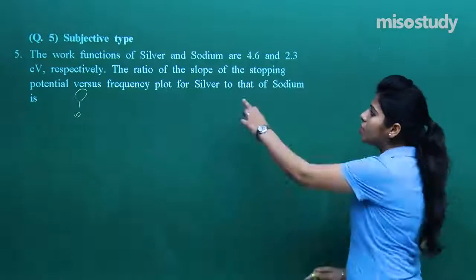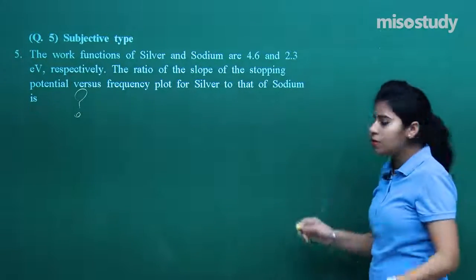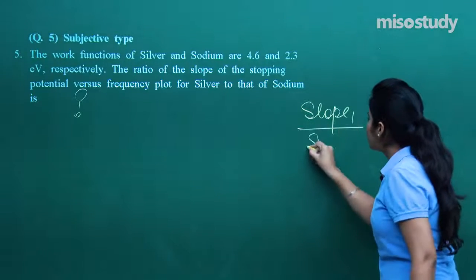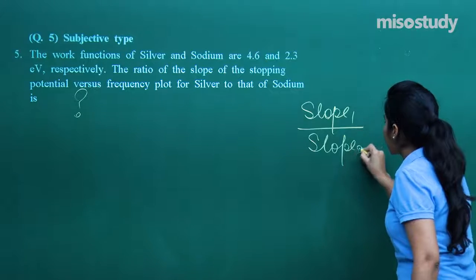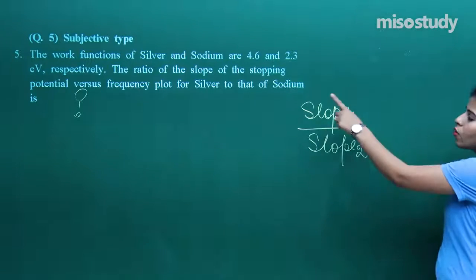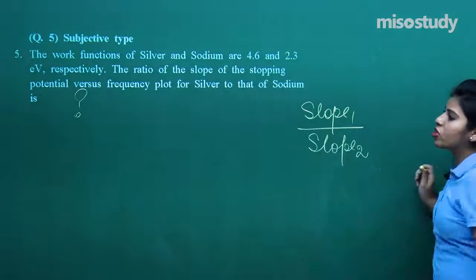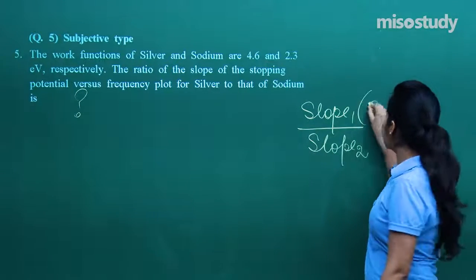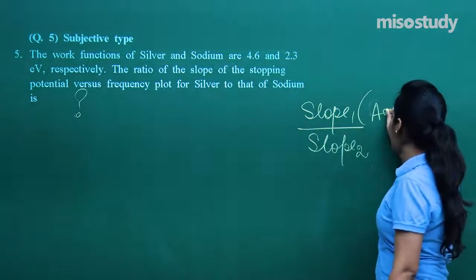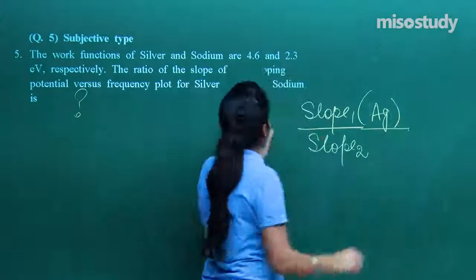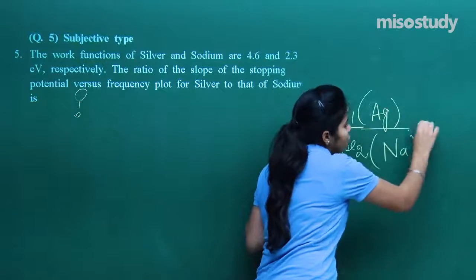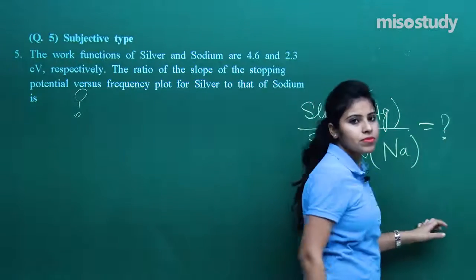What we have to find? The ratio of the slope 1 to slope 2. Slope 1 is for the stopping potential versus frequency for the silver. This will be for silver. Silver is denoted as Ag. And the second one is for sodium. So this will be the ratio that we have to find.